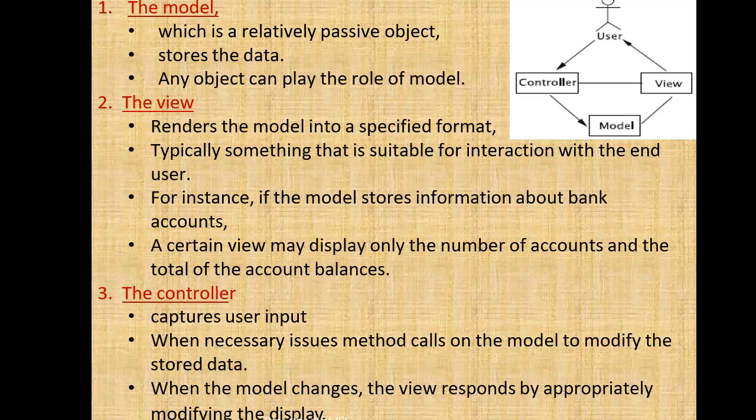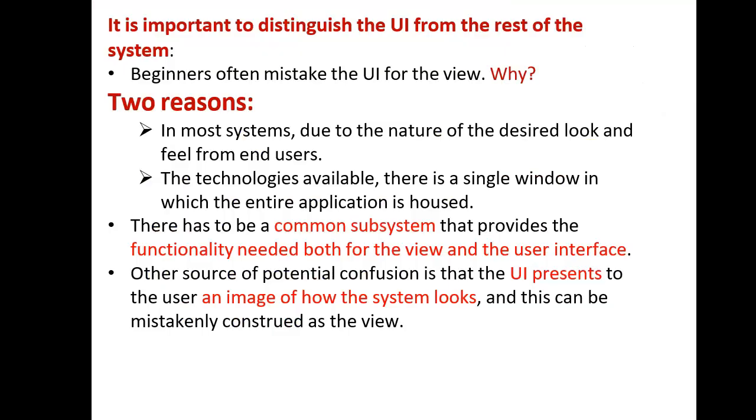The model, which is a relatively passive object, stores the data. Any object can play the role of model. The view renders the model into a specified format, typically something that is suitable for interaction with the end user. For instance, if the model stores information about bank accounts, a certain view may display only the number of accounts and the total of account balance. The controller captures the user input and, when necessary, issues method calls on the model to modify the stored data. When the model changes, the view responds by appropriately modifying the display.